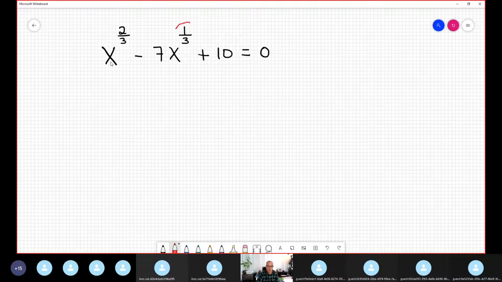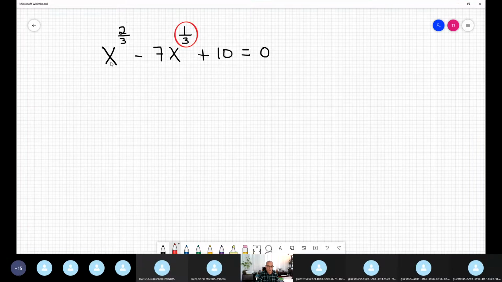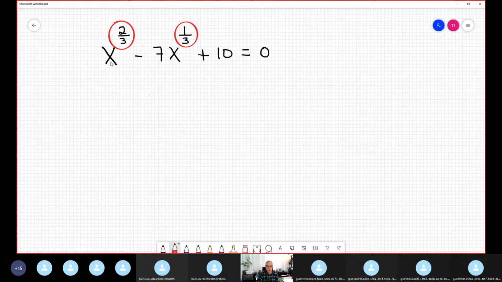Because this exponent and this exponent, the relationship is twice. So you multiply 1/3 times 2 is 2/3. So now it's obvious that it's quadratic in form. And when it's quadratic in form, we can modify this equation to a quadratic equation using the U substitution. U equals x to the 1/3. I always select the smaller exponent.